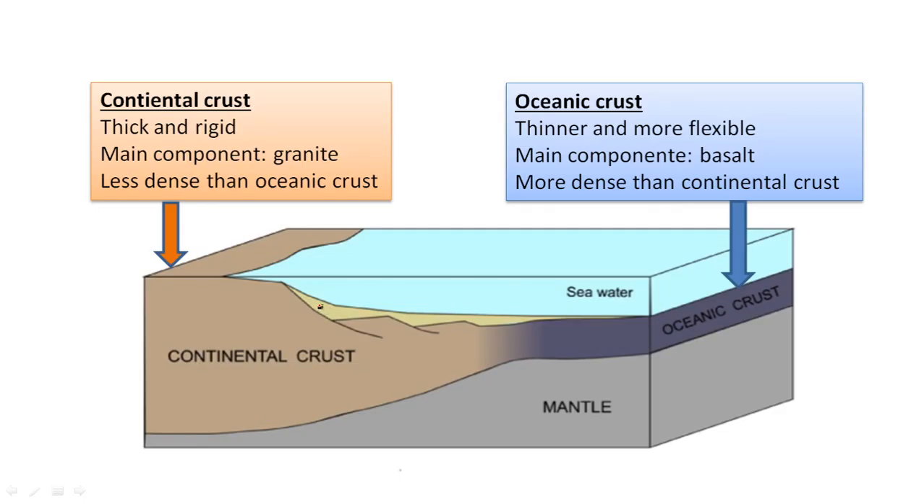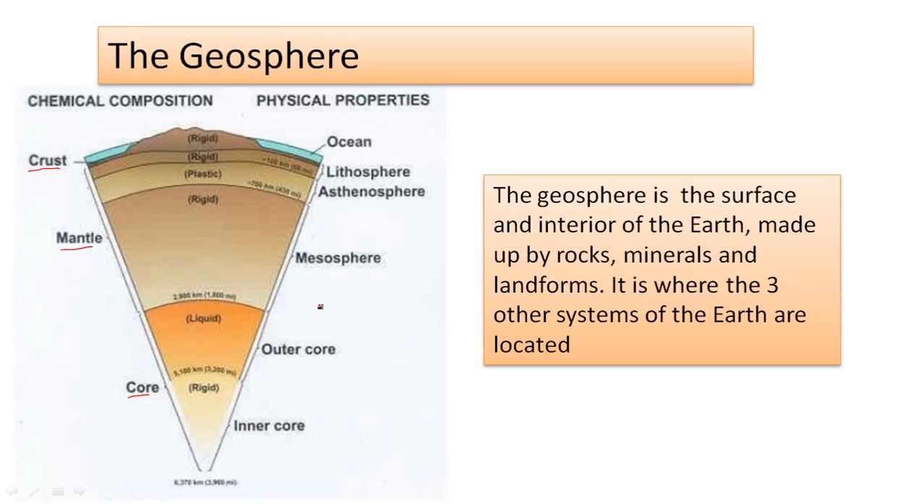The crust is the outer layer and is the least dense, right? These layers are in order of density from the less dense layer to the most dense layer, which is the core.